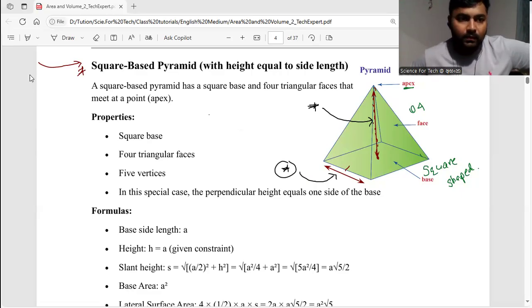Then you can draw. First of all, draw this pyramid and name this one apex, four faces, square shaped base. Likewise, you should clearly mention that this height and this length are equal. It should be clearly mentioned.